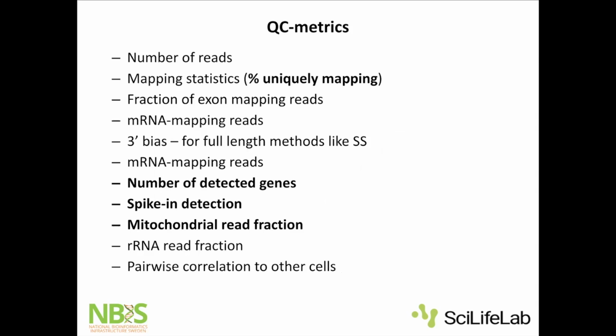But I would say these 4 are the main things I would look at. And when it comes to mapping stats and spike-in detection, that's only for SmartSeq data. So when it comes to 10x data, for instance, I would mainly look at these 2 always, and then the other ones sometimes, depending on what I have. But for sure, always number of detected genes and mitochondrial read fraction.